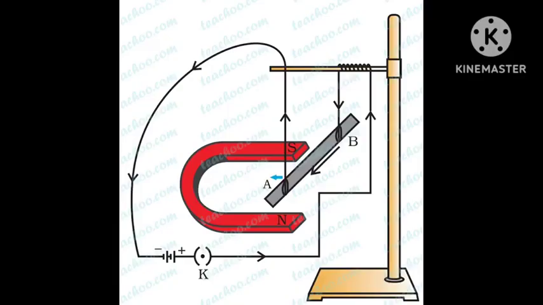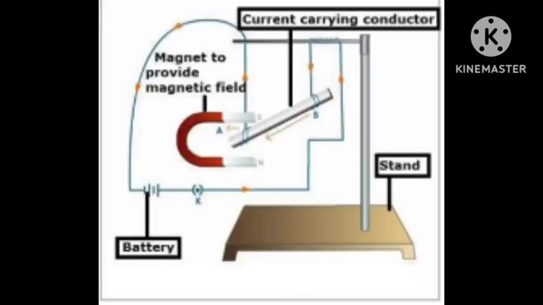Next is force on a current carrying conductor in a magnetic field. We have learned that an electric current flowing through a conductor produces a magnetic field. The field so produced exerts a force on a magnet placed in the vicinity of the conductor. French scientist André Marie Ampère suggested that the magnet must also exert an equal and opposite force on the current carrying conductor.